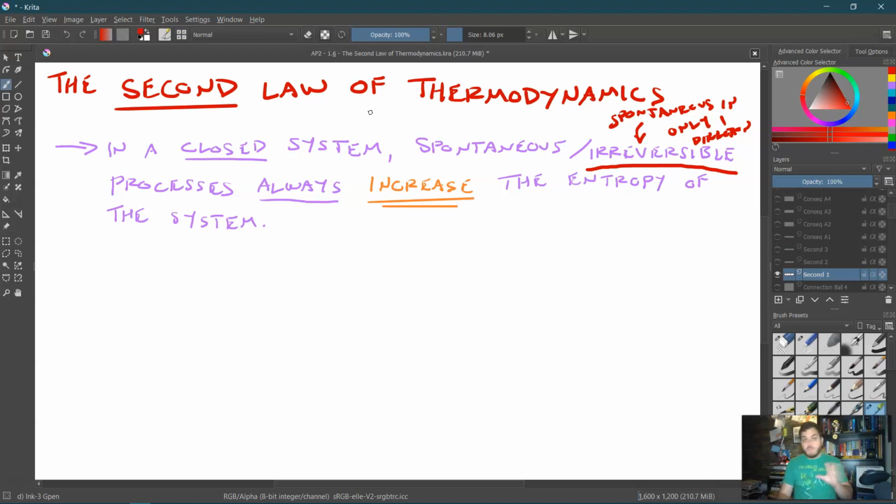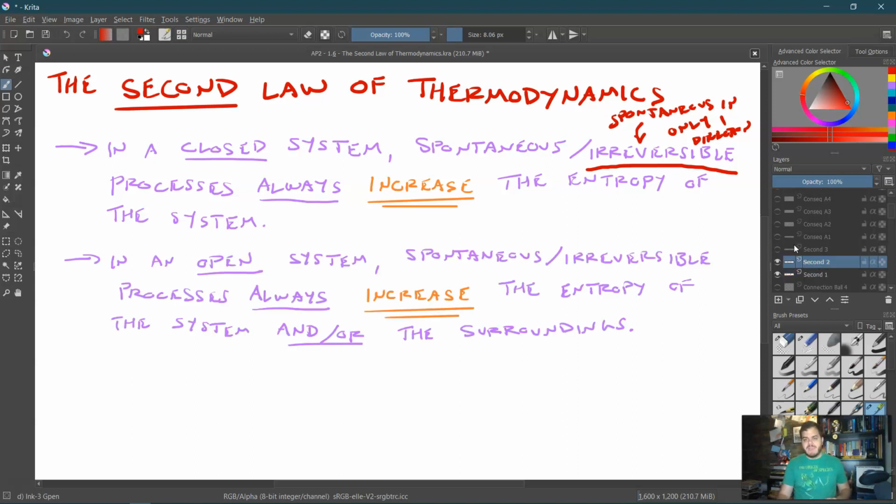Now, it gets a little more complicated if we have an open system. So in an open system, meaning that there can be an energy exchange with the environment, with the surroundings, any spontaneous or irreversible processes still always increase entropy. But it could increase the entropy of the system, it could increase the entropy of the surroundings, or it could increase the entropy of both. But no matter what, the amount of entropy still increases. It's either just specifically of the system, specifically of the surroundings, or the two combined.